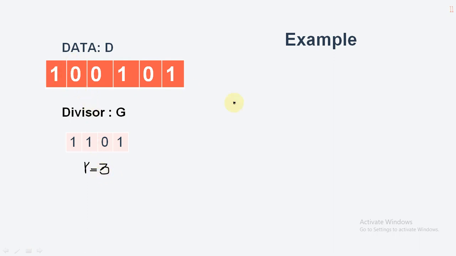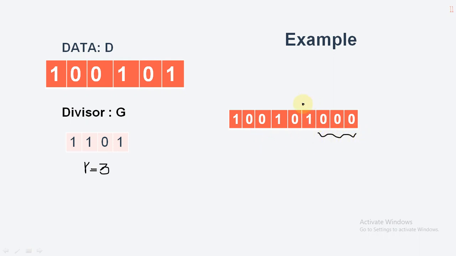R equal to 3. So now we need to append 3 zeros over here. This is the original data, the D bits. Up till here it is D bits, and this is R bits, R 0 bits. Now perform the division for the sake of generating the remainder, the CRC.